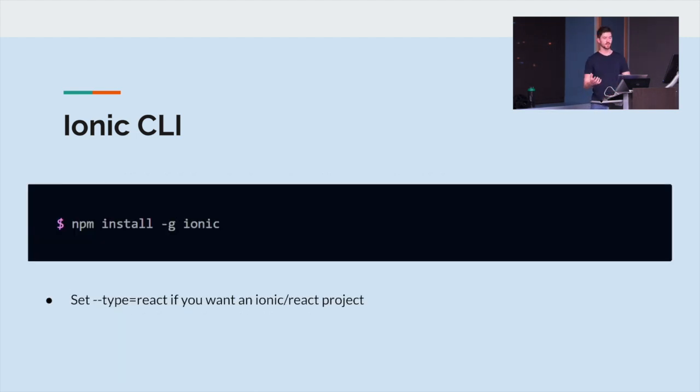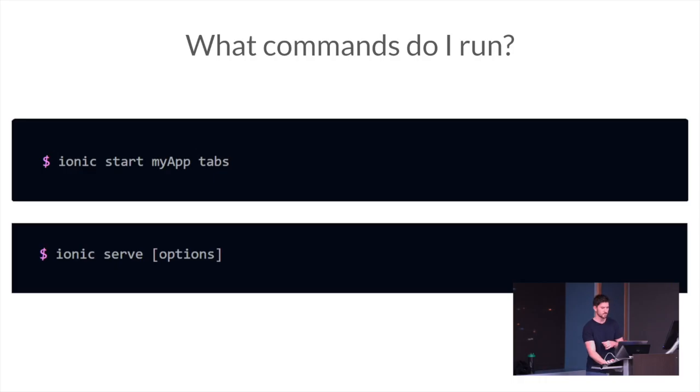Now, to get Ionic on your system, you do an npm install -g ionic. And if we want to do it for React, you toss a flag at the end of that with --type=react. And that's how you can use it with React. And then what commands do I run after that to get started with an actual project?